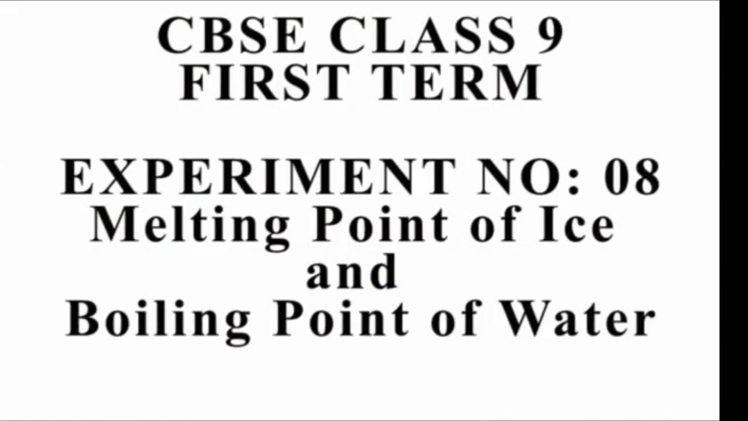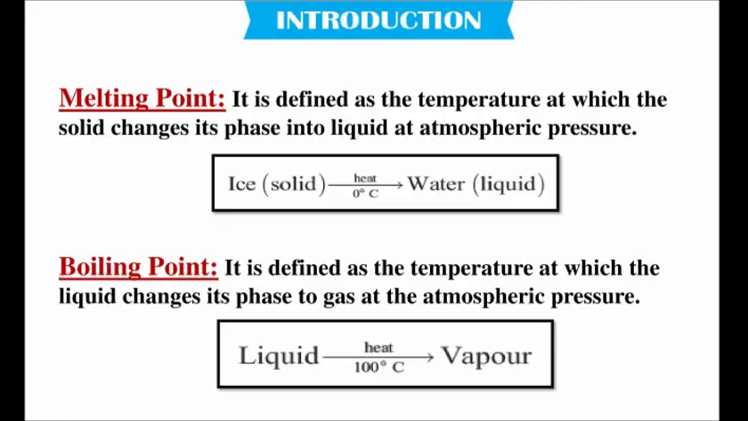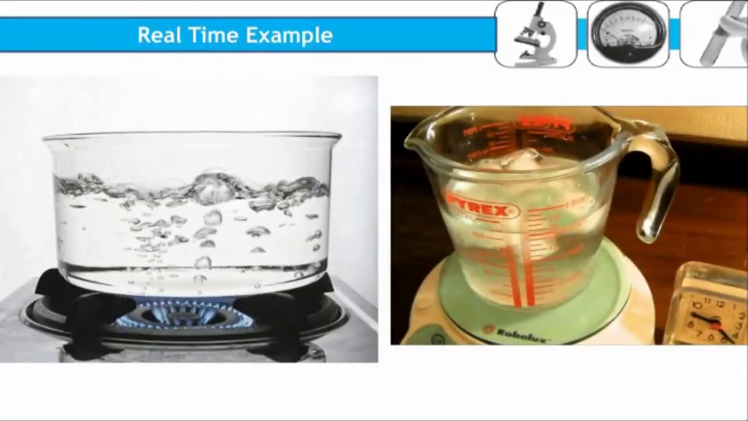CBSE Class 9. First term. Experiment number 8. Melting point of ice and boiling point of water. Introduction. Melting point. It is defined as the temperature at which a solid changes its phase into liquid at atmospheric pressure. Boiling point. It is defined as the temperature at which a liquid changes its phase to gas at atmospheric pressure. Real-time example. This experiment helps to study the melting and boiling point of water.